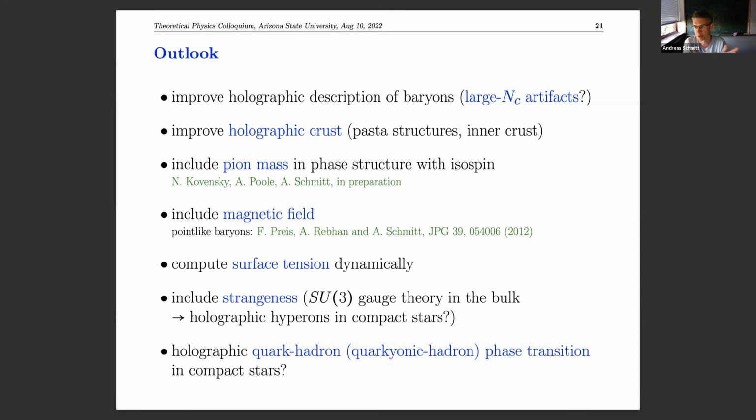And it seems we can get at least some non-trivial phase structure, which then can later be used as input or as guesses for more elaborate approaches. That's my point of view, I guess.